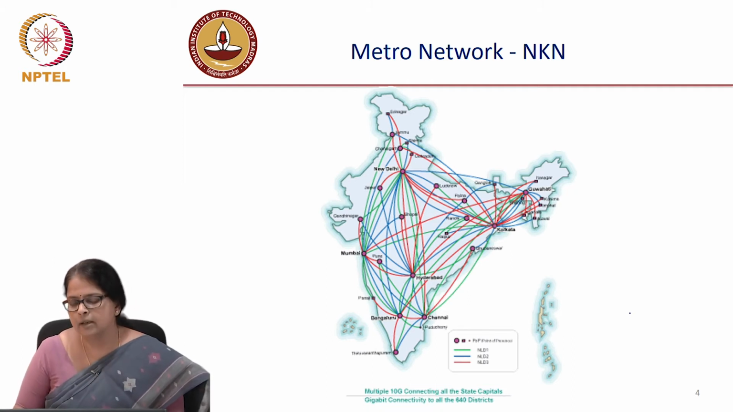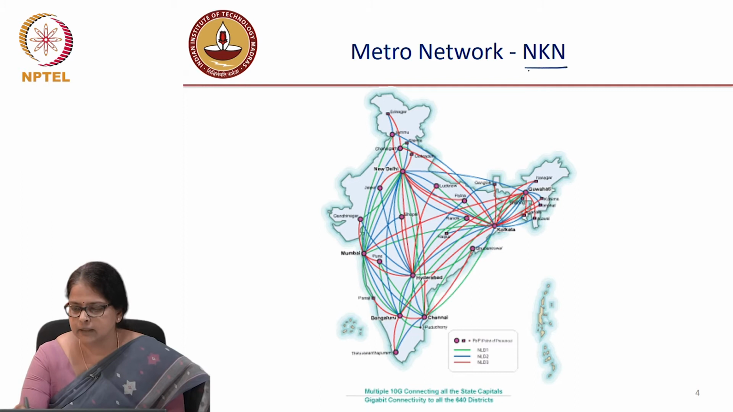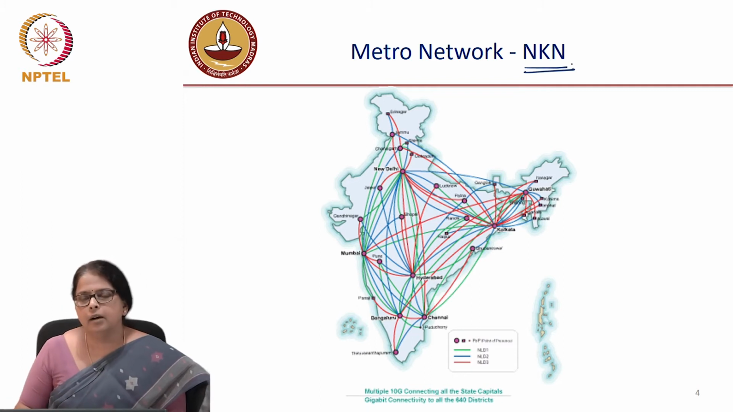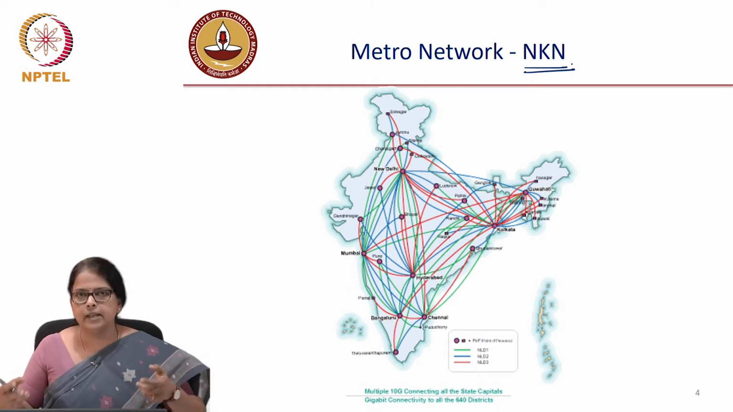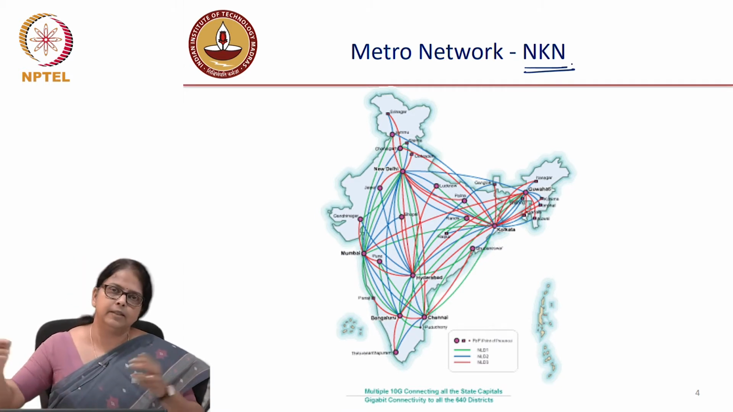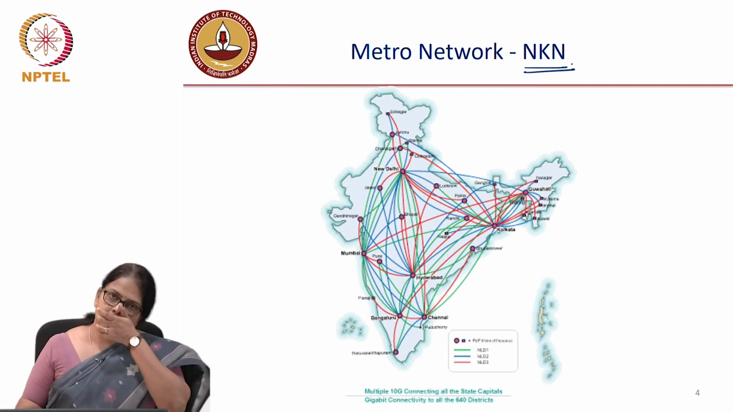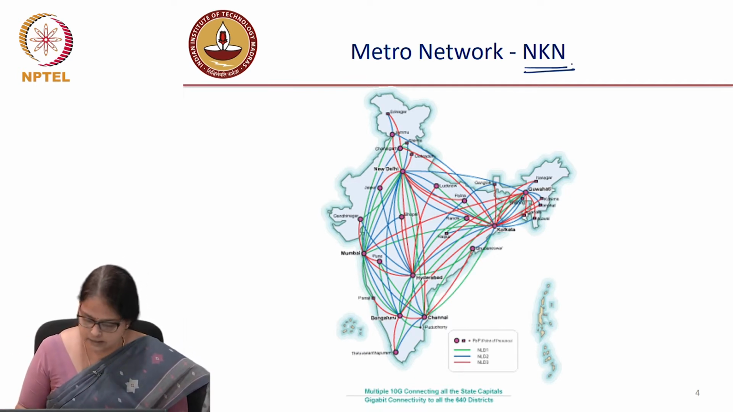So this is a typical example of a metro network in India, and this is also referred to as the National Knowledge Network. More than 1600 colleges and universities are connected through the National Knowledge Network. The National Knowledge Network is actually the physical layer fiber infrastructure that is laid between different state capitals so that high-speed connectivity is ensured between these places.